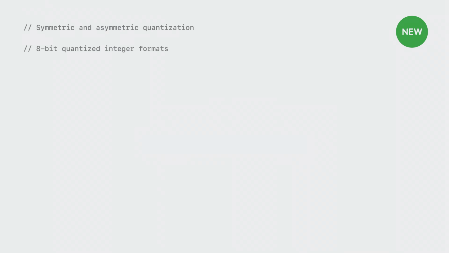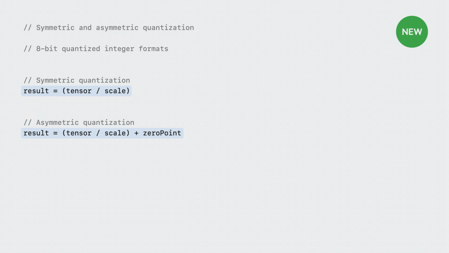For 8-bit integer formats, there are two types of quantization, symmetric and asymmetric. MPS Graph now supports APIs for both of them. Compared to the symmetric quantization, the asymmetric one lets you specify quantization bias, denoted by zero point here.